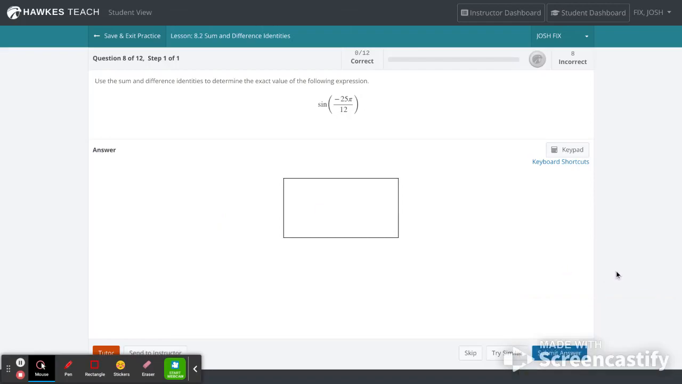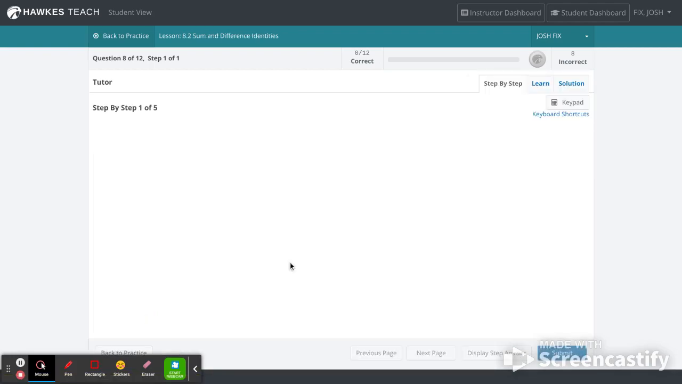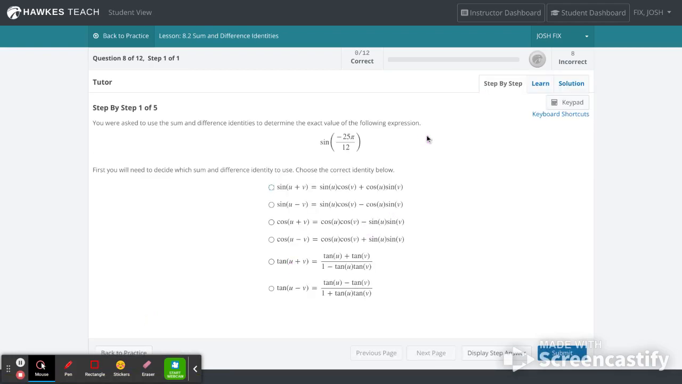All right, so to take a look at this, I'm going to use the tutor to walk through the steps to help a little bit with the organization of this. If we use a tutor, we look at this step by step. In this case right here, I think we can do this one with addition.